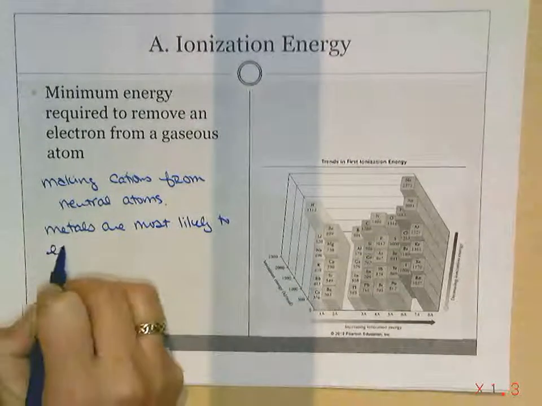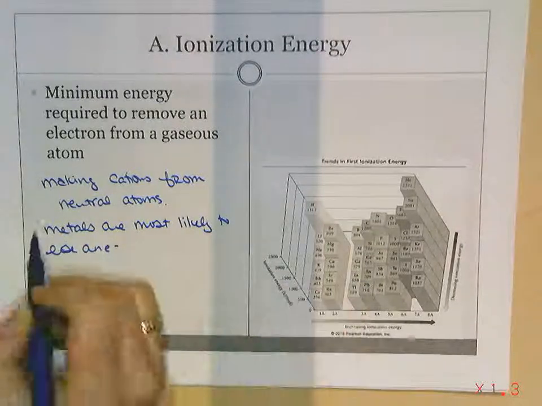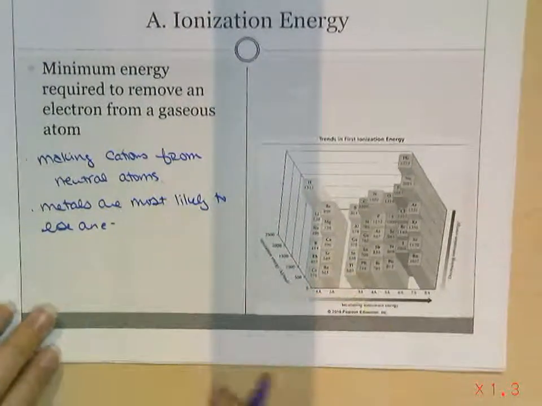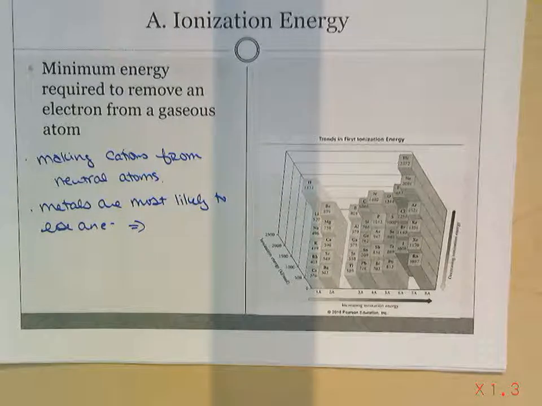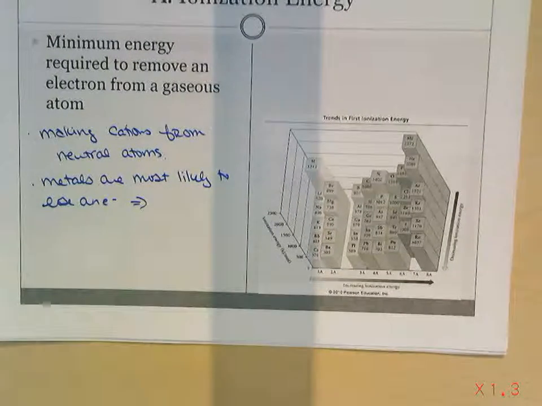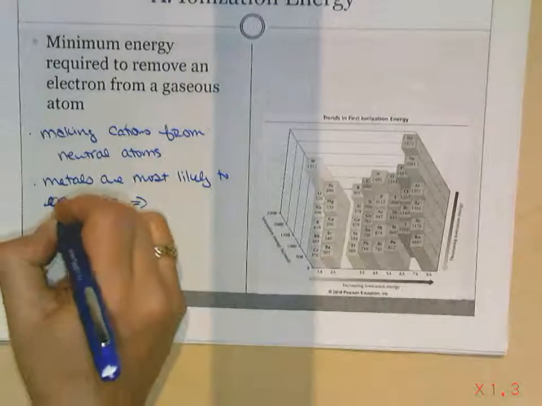Metals are most likely to lose an electron. Question first: starting from the left side of the periodic table, you said the radius is larger, correct? Oh, yeah, sorry, I was talking about ions, if I lost an electron. Sorry.